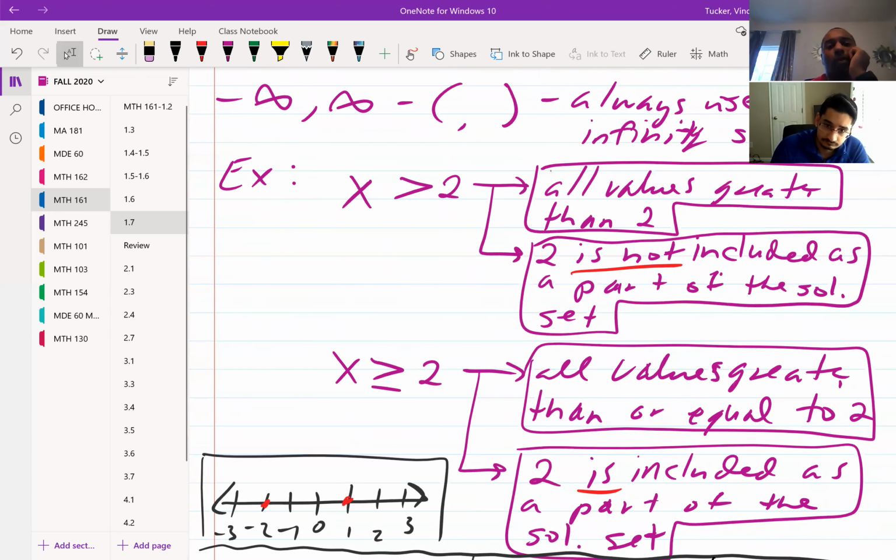Examples of what I mean by including and excluding the values. If I'm looking at x is greater than 2, we're talking about all the values that are greater than 2. That means 2 is not included as a part of the solution set. In other words, it's excluded. You want all the values that are greater than 2, but 2 is not used. If you're talking about greater than or equal to 2, then that's all the values greater than or equal to 2. That means 2 is included as a part of the solution set. So one excludes 2, the other one includes 2.